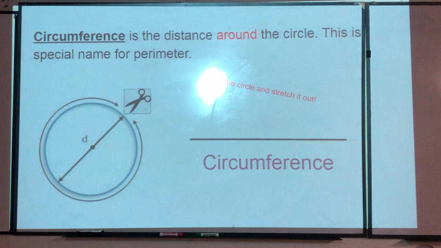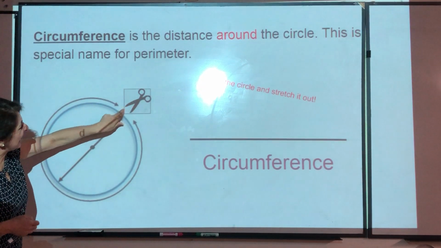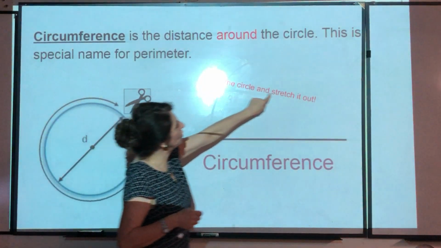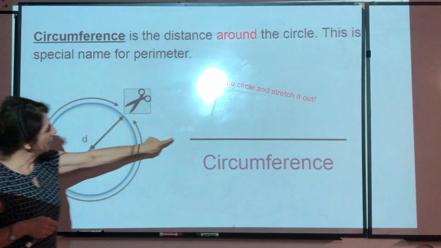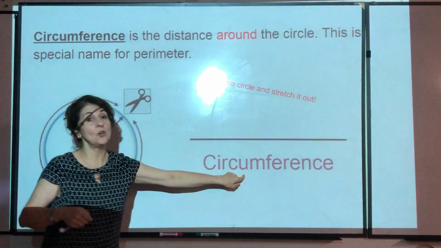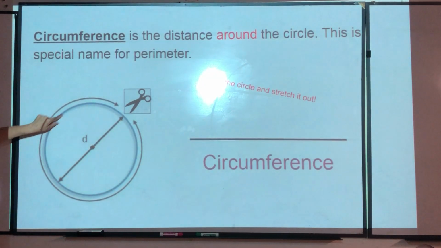Circumference. Circumference is the distance around the circle, and this is a special name for perimeter. So if we could take the circle itself and cut it, what would we have? We would cut the circle and stretch it out. We would have this very big line over here that is called circumference, which is the measure of the perimeter of the circle.